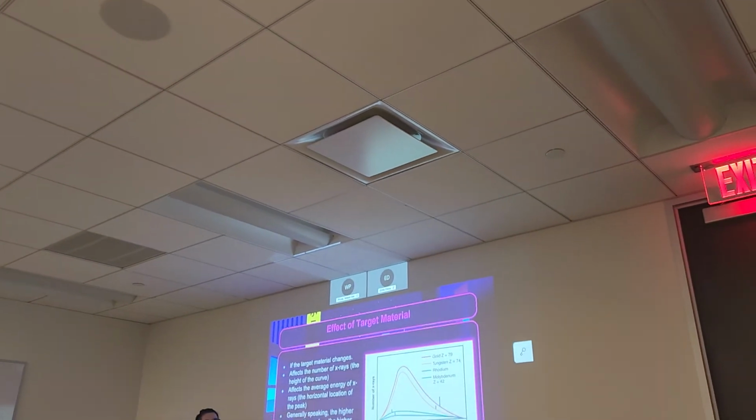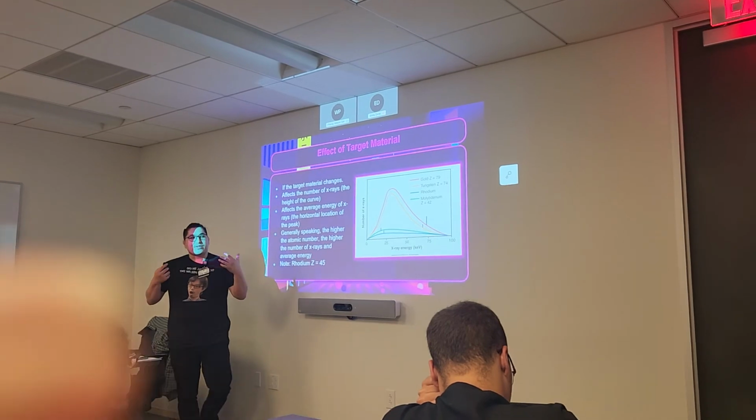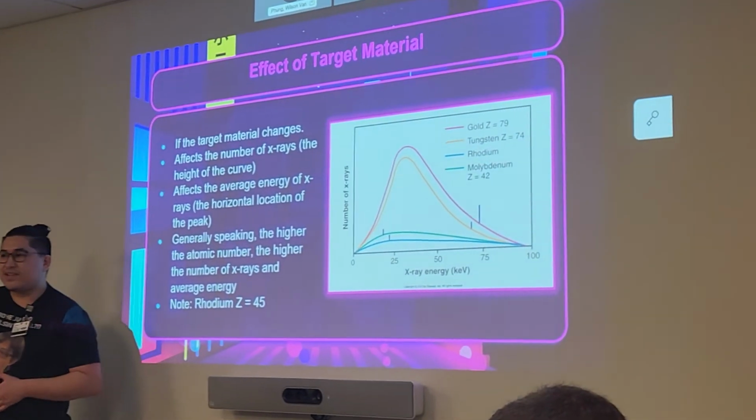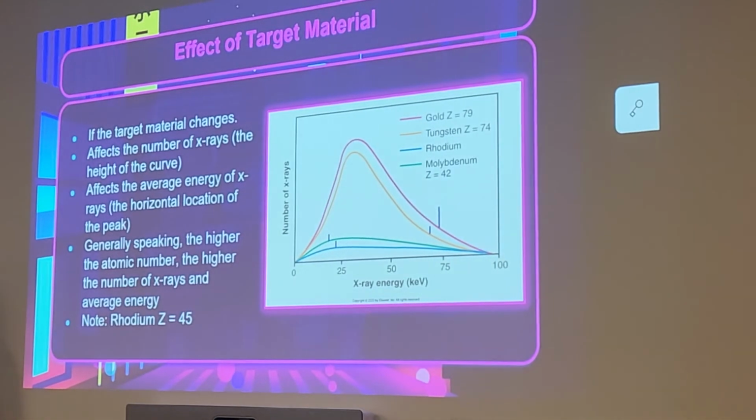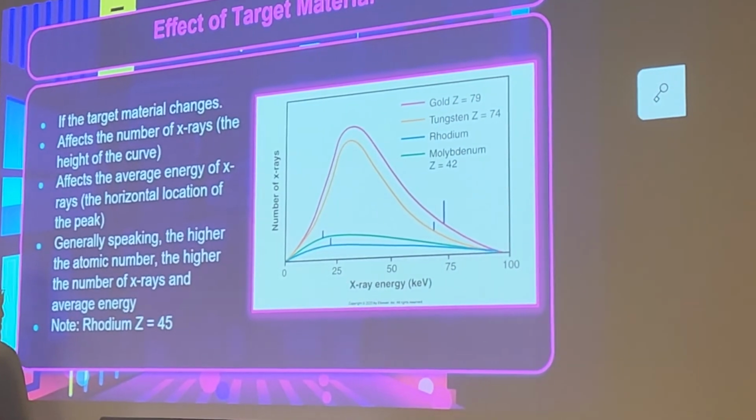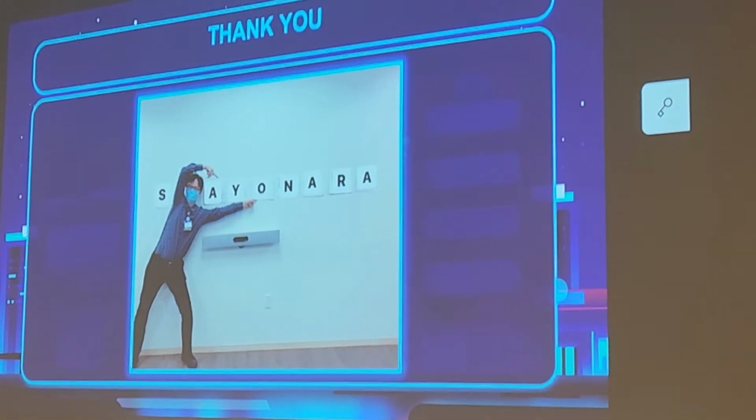Tungsten is resistant for our anode because it has a high melting point. It also has a high atomic number, so we're able to produce high energy X-ray photons and a high number of X-rays as well.